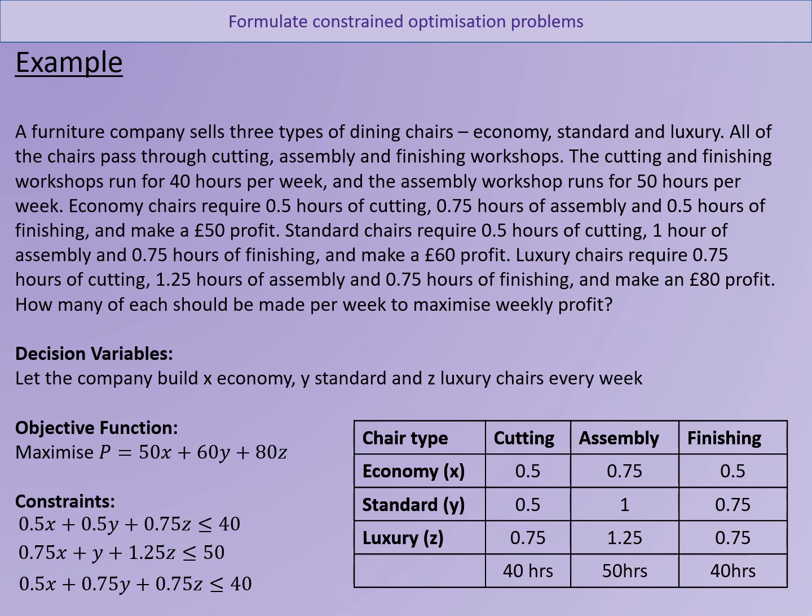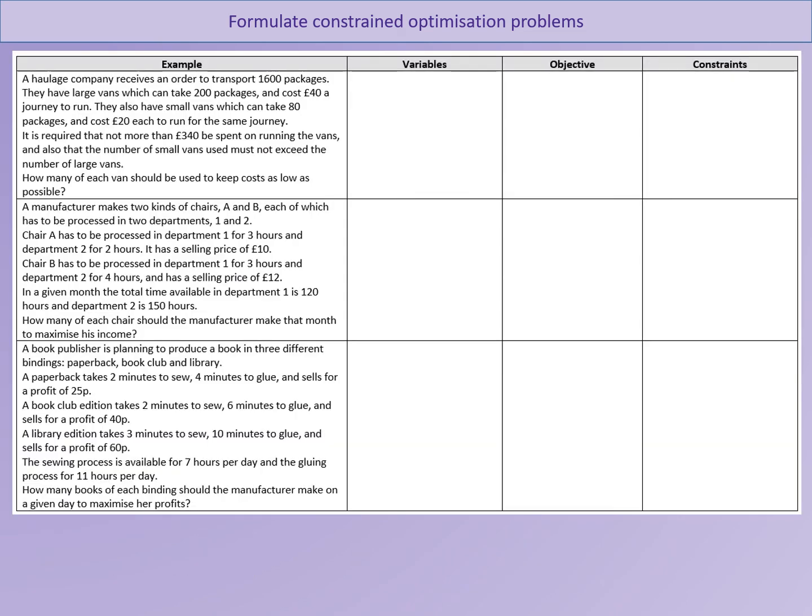You may choose to multiply each of these constraints by a number, for example 5, in order to make the coefficients integers. This may make it easier to plot the constraints when we come to plot them on a grid. Now please complete this table, formulating each of the three problems as a linear programming problem. The answers are on the next slide.